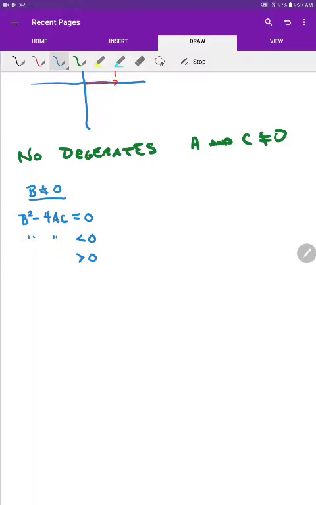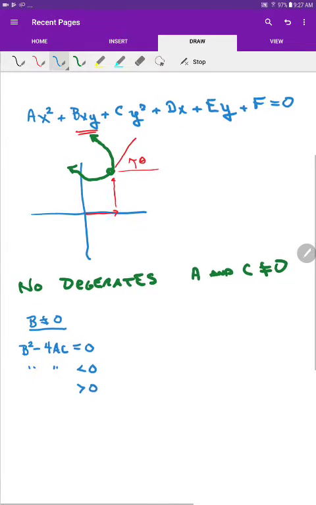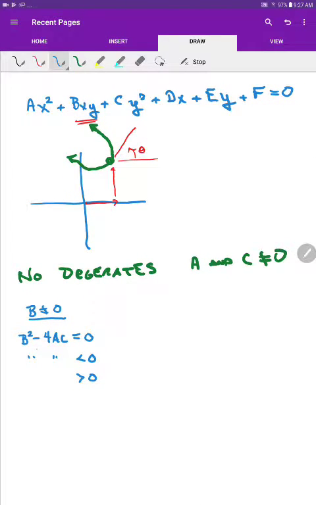So in our most general relationship, when b is not equal to 0, we have b squared minus 4ac as an indicator, and we can use this to determine the conic. If it is equal to 0, this is going to end up being a parabola that is probably rotated. If it is less than 0, this will be an ellipse or a circle. And if it is greater than 0, this will be a hyperbola.